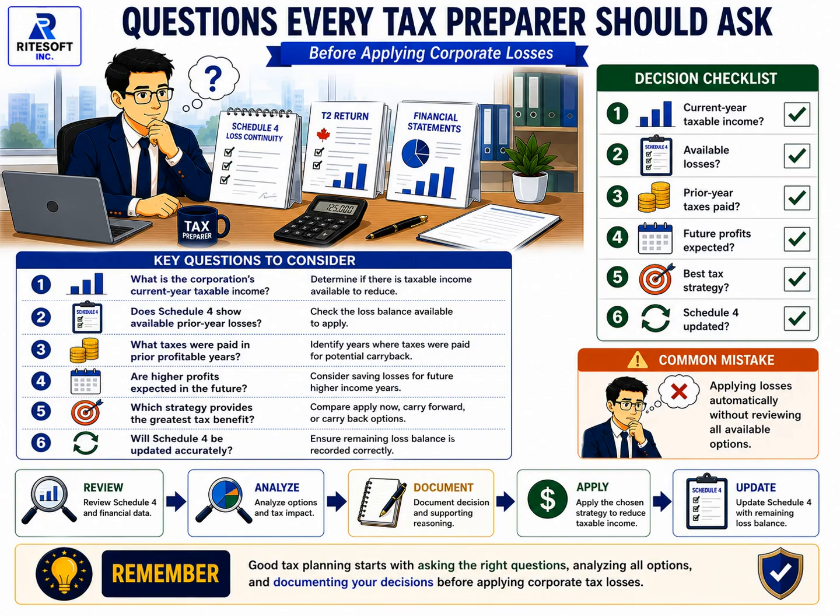The key lesson from this slide is simple. Good tax planning begins with asking the right questions. Review the corporation's taxable income. Verify available losses. Consider both prior and future taxation years. Compare all available options. Document your reasoning, and only then apply corporate tax losses using the strategy that provides the greatest overall benefit. By developing this habit, you'll move beyond simply preparing tax returns and begin thinking like a professional tax preparer who uses Schedule 4 as both a compliance document and a valuable tax planning tool.